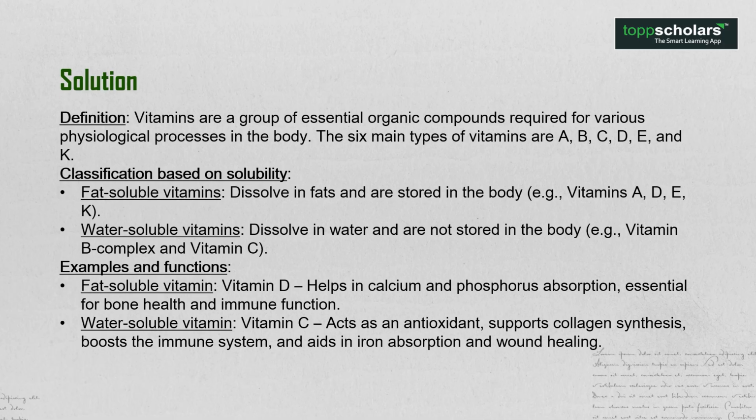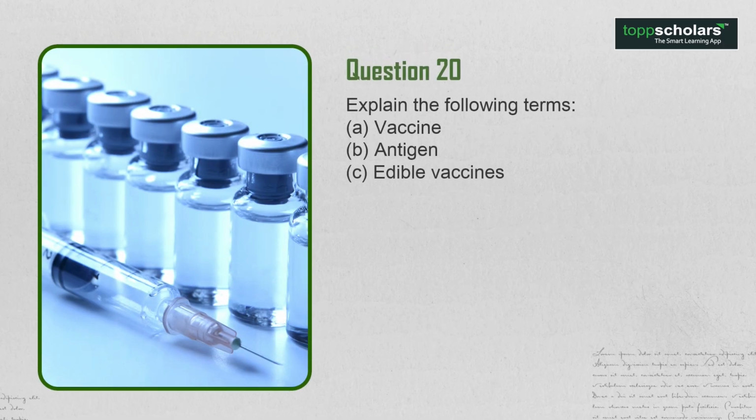Examples and function. Fat-soluble vitamin, vitamin D helps in calcium and phosphorus absorption, essential for bone health and immune function. Water-soluble vitamin, vitamin C, acts as an antioxidant, supports collagen synthesis, boosts the immune system, and aids in iron absorption and wound healing.